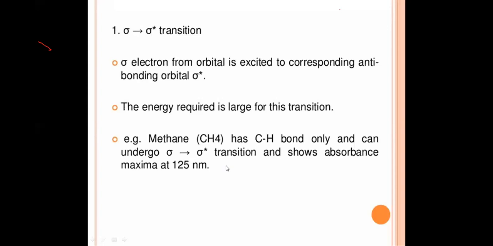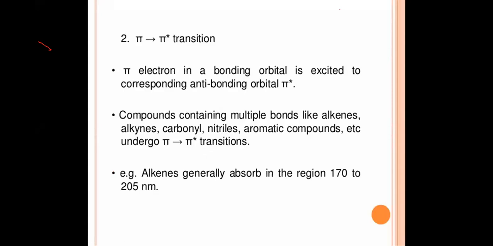So methane, involving the CH bond, which is a sigma bond, undergoes sigma to sigma star type of transitions, and this shows the absorption maxima at 125 nanometer, which is a higher energy content in the electromagnetic radiation spectrum. The second electronic transition is the pi to pi star type of transitions.